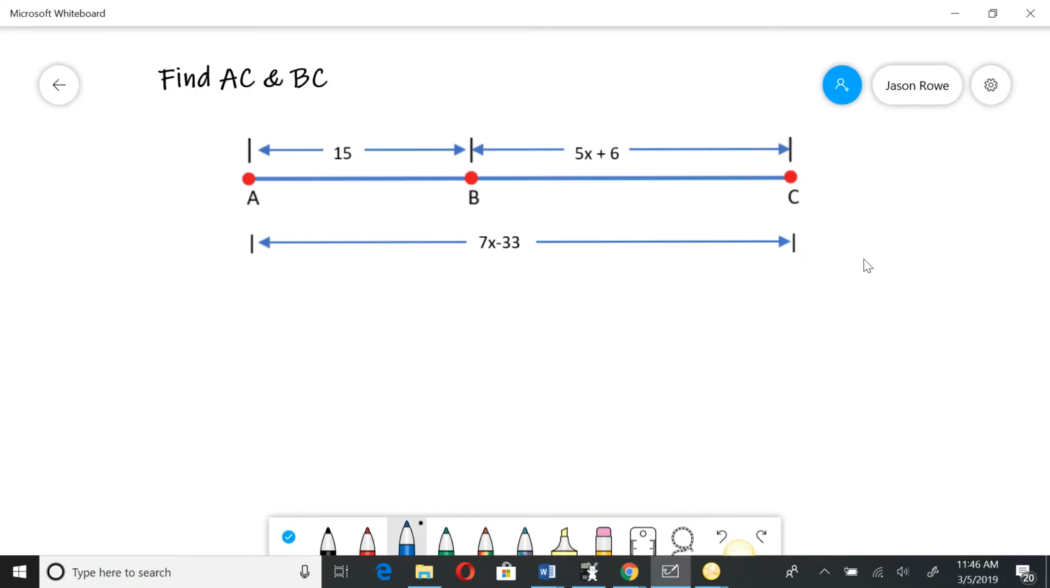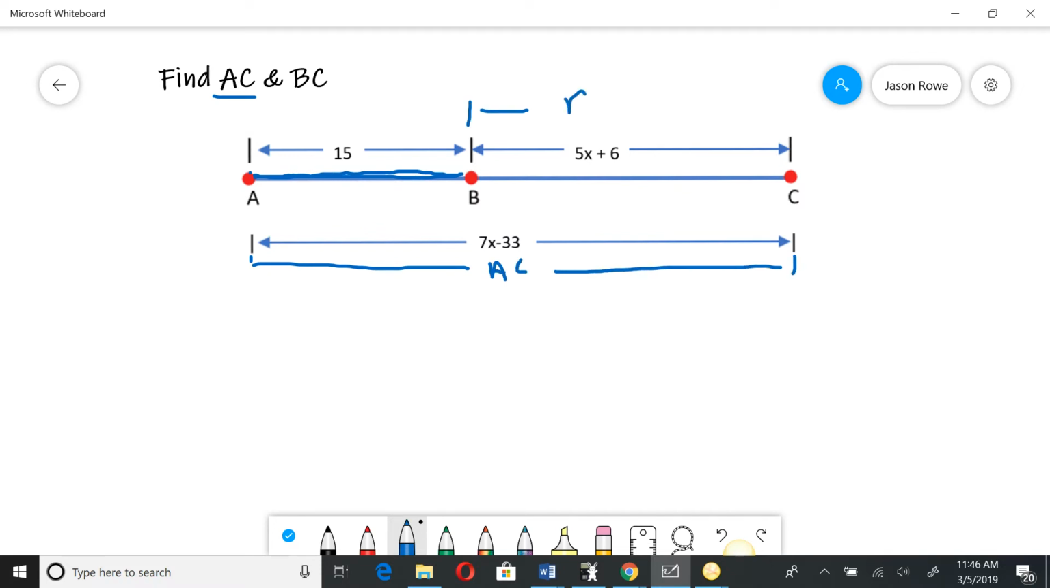All right, let's take a look at this next example. A little bit different here. This time we're told that AB right here, we already know this one, it's 15. But now we're asked to find AC, which is the full length, and then the short length right here, BC. So those are the two things we're trying to find. So we're going to follow the same process. Step one, set up the equation.